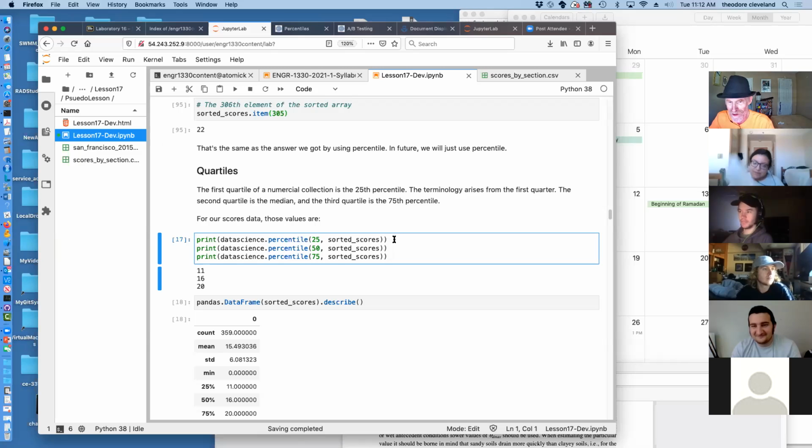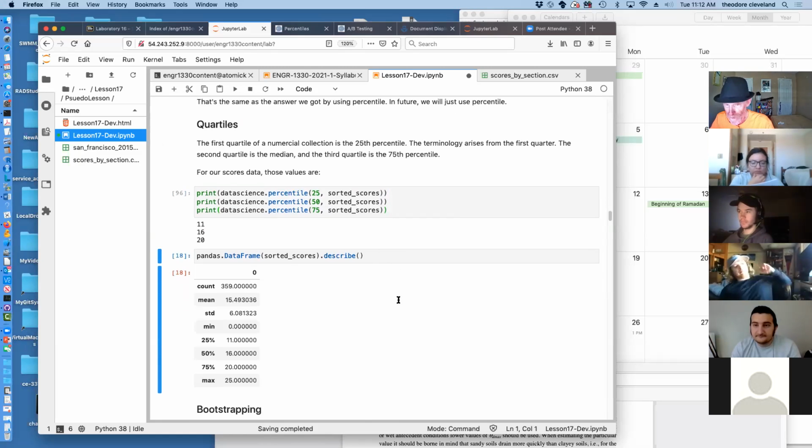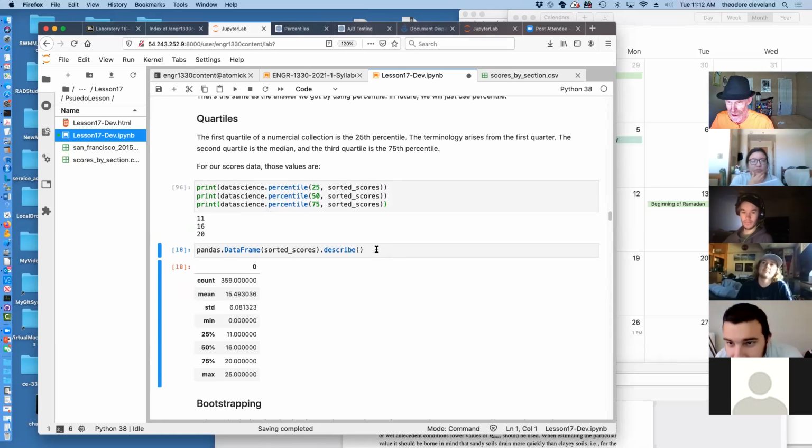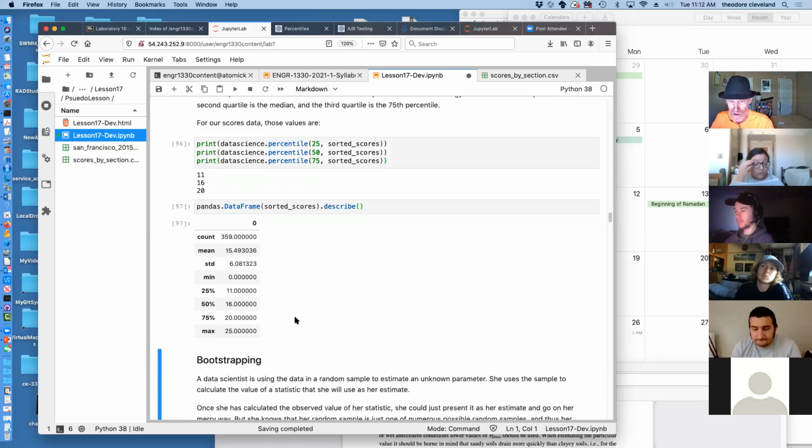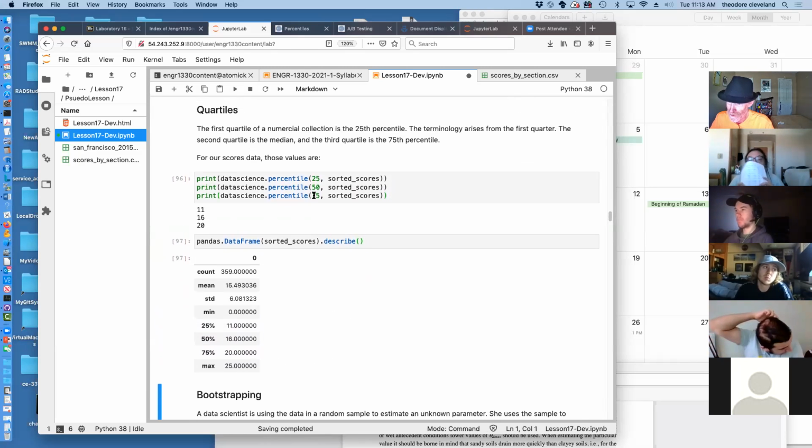So let's use our percentile function first and recover the 25th, the 50th, and the 75th percentile. And we're using those three because that's what the describe function produces. And we get 11, 16, and 20. Now if we use our Pandas data frame describe function on the same object, sure enough, the 25th percentile is 11, the 50th is a 16, and the 75th is a 20. That's kind of cool in some sense.